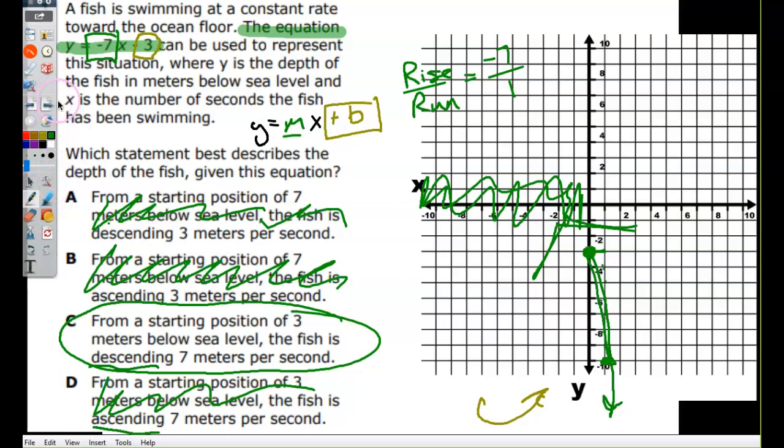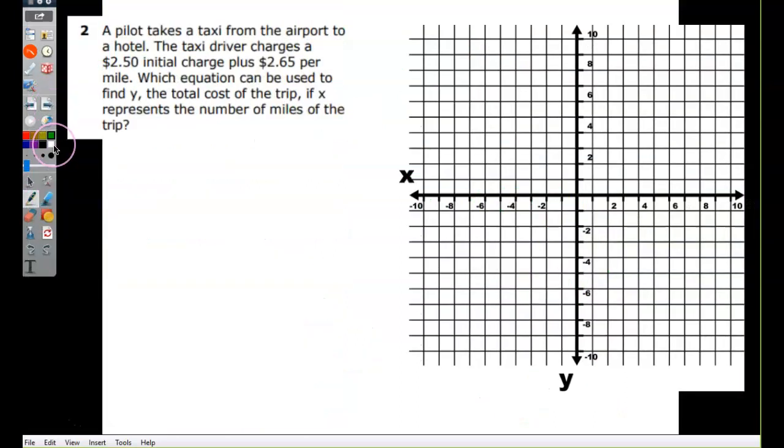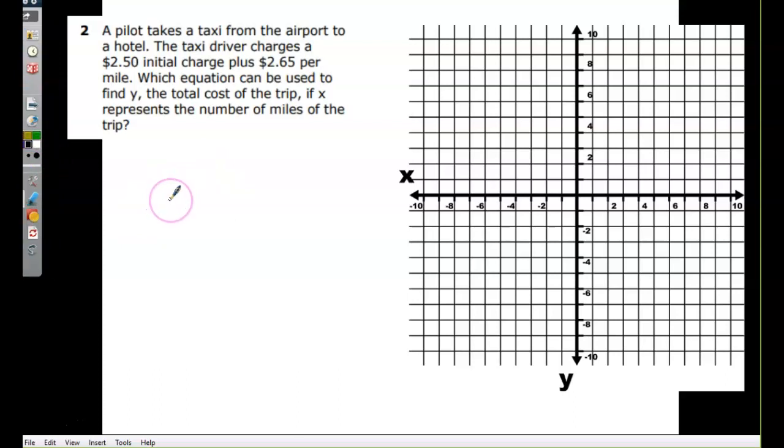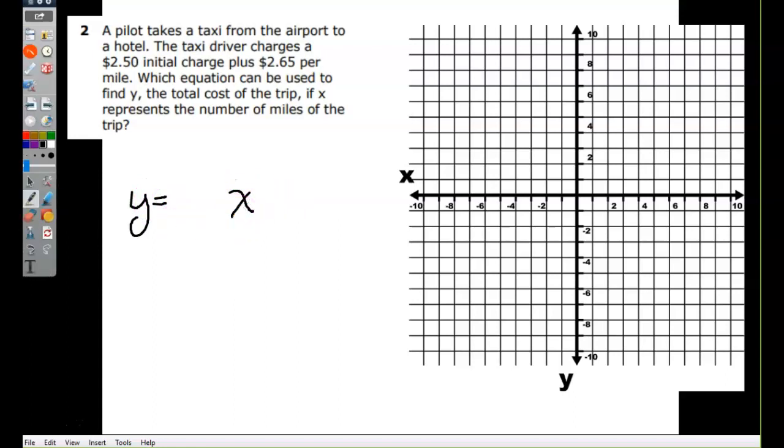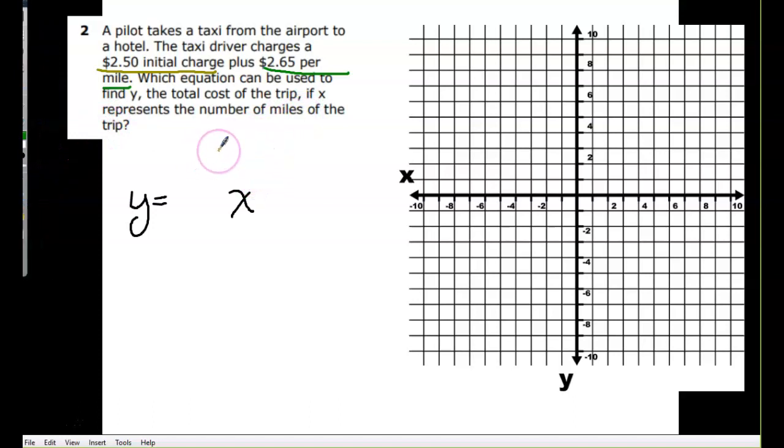Let's look at our next problem. So number 2. A pilot takes a taxi from the airport to the hotel, and the taxi driver charges $2.50 initial charge plus $2.65 per mile. Okay, so I have a $2.50 initial charge, and then I've got $2.65 per mile. Which equation can be used to find y, the total cost of the trip, if x represents the number of miles of the trip?